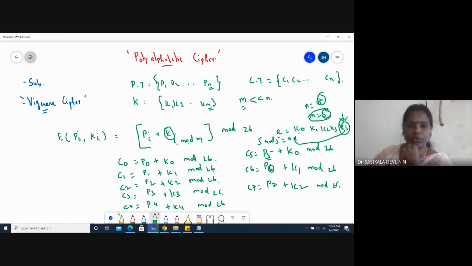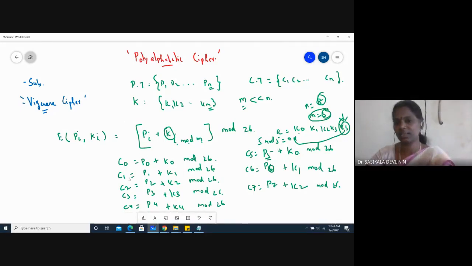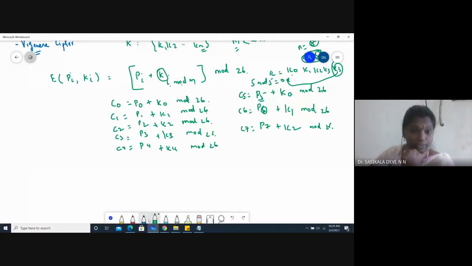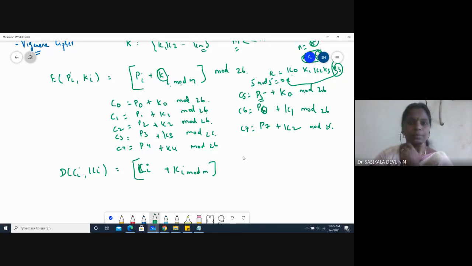Okay, so for the decryption operation, it's the same thing, just like a Caesar cipher. Instead of addition, use the additive inverse. So D of Ci comma Ki is equal to Ci minus Ki mod M. The additive inverse is subtraction, so the whole thing is Ci minus Ki, mod M, the whole mod 26.